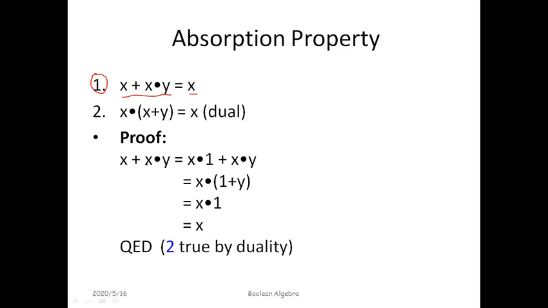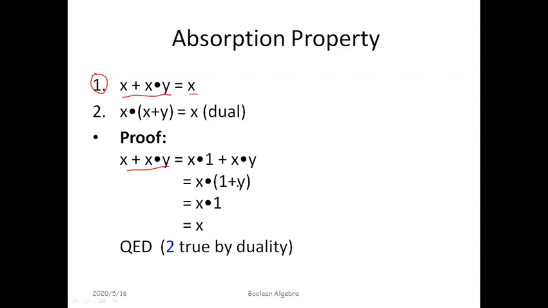So step number one is to expand out this expression. This x is not alone. There can be a 1, just for the sake of expansion. So now, if we factorize out the x, we'll have x dot open bracket 1 plus y, close the bracket.